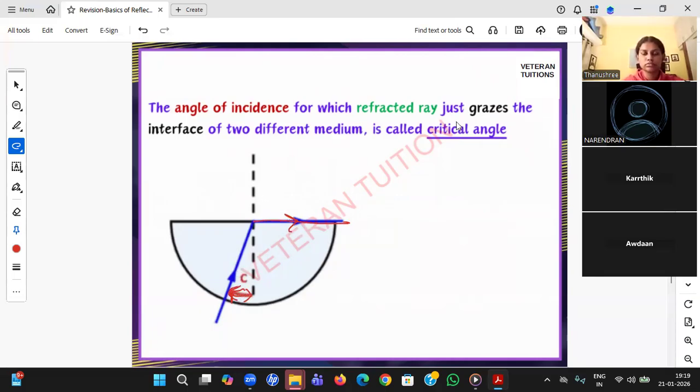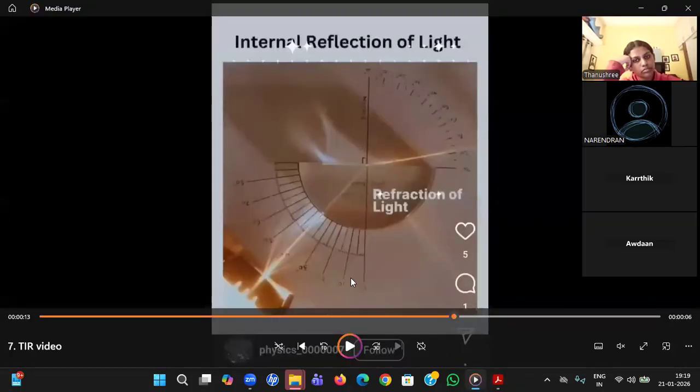Now let us see what happens if I still increase. The critical angle is always greater than the refracted angle. No, students, you see, the refracted angle is 90 degrees. The critical angle is 40 degrees. You see, this is 40, this is 90. How can it be greater?